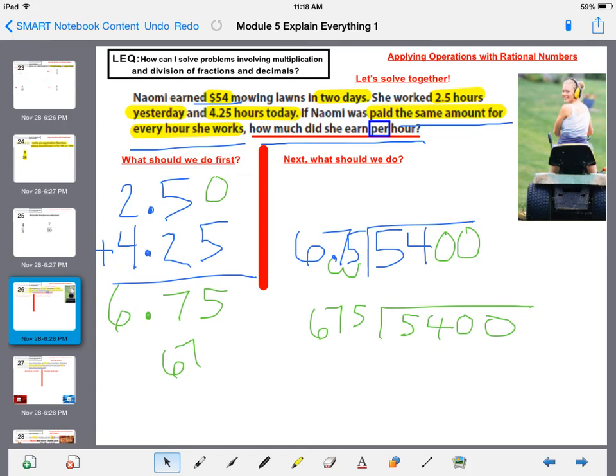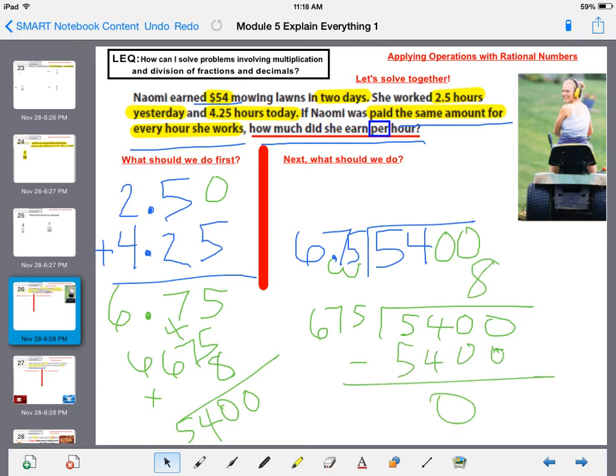So I need to see how many times it goes into 5,400. What I need to do is multiply it by a number that, when I put it here, will give me a 0, because I'm trying to end up with zeros. So let's try 8. 8 times 5 is 40. 8 times 7 is 56 plus 4 is 60. 8 times 6 is 48, 49, 50, 51, 52, 53, 54, and that is absolutely perfect. It goes into it evenly, perfect, whole times.